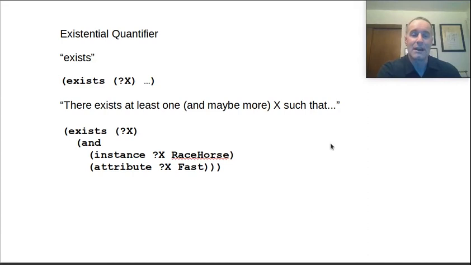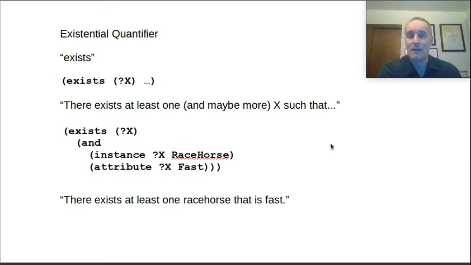Here we're saying that there is at least one racehorse that is fast. That's a very different statement from saying that if something is a racehorse, then it necessarily is fast. That's a statement about all racehorses, whereas this is just a statement that commits to a characteristic of one particular racehorse. It's also a way of talking about something without naming it. It's uncommitted in several important ways.